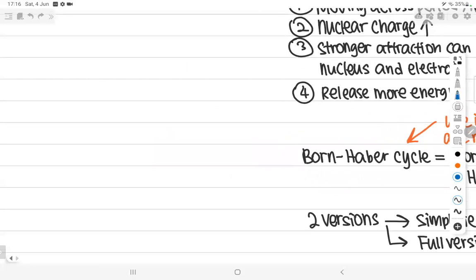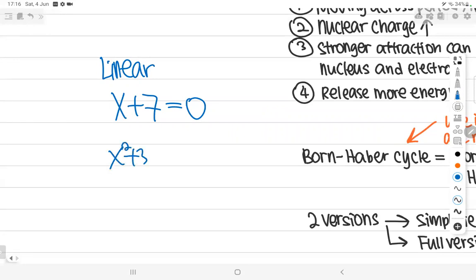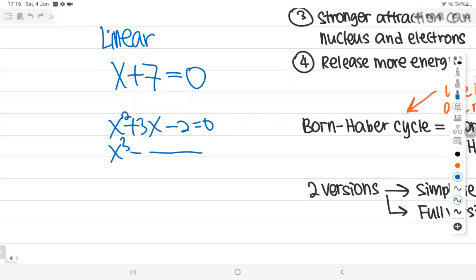When you were back in lower secondary, you only learn this: x plus 7 equal to 0. This is called linear algebra. So when you go on to your higher secondary, like year 10, year 11, or if you're from SPM, which is Form 4 and Form 5, you learn about a more advancement like x power 2 plus 3x minus 2 equal to 0, x power 3, and so on. You learn about quadratic, you learn about cubic function. It goes more advanced.